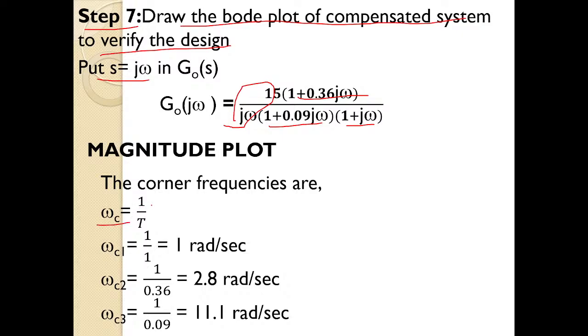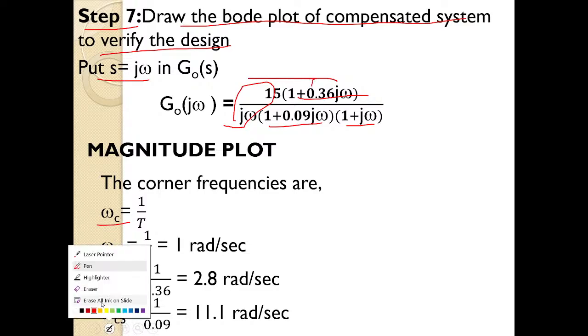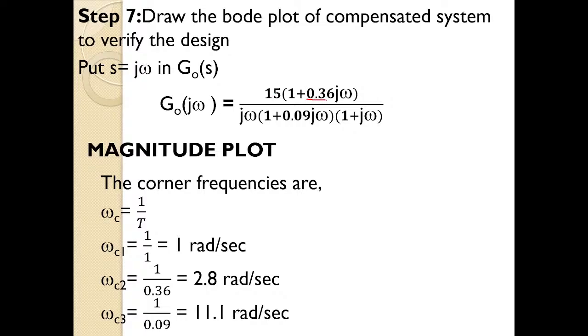So what is the corner frequency formula? Omega c equal to 1 by T. So what is the T value in this first order numerator factor? T value is 0.36. So omega c1, I have first considered this factor. What is the coefficient of omega here? 1. So omega c1 equal to 1 by 1. You will get 1 radian per second. Next, I have considered the numerator factor. What is the coefficient of omega? 0.36. So omega c2 is 1 by T value, that is 1 by 0.36. I have got 2.8. Later I have considered the factor where the coefficient of omega is 0.09. So omega c3 is 1 by 0.09. I have got 11.1 radian per second.